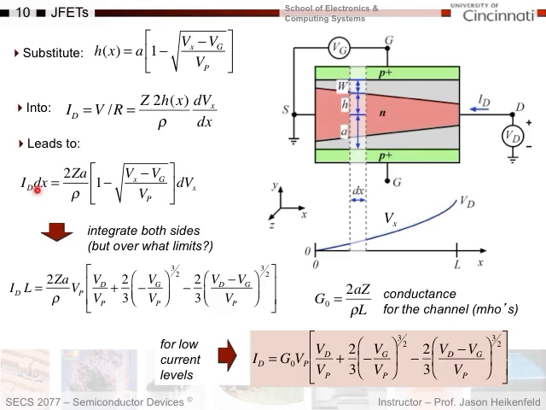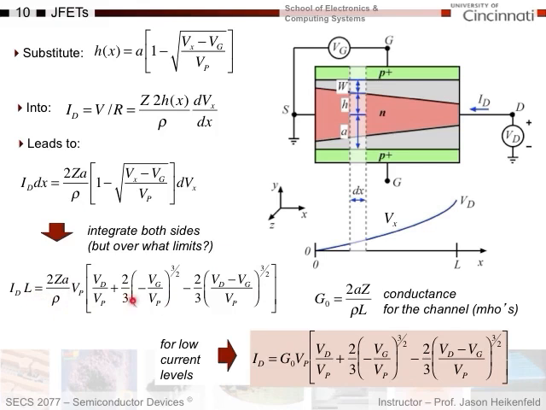My distance dx obviously is going to go from this side, which is 0, to L on this side. So I'll integrate on this side from 0 to L. And on this side, my voltage goes from 0 to VD, right? And so I'll integrate this side from 0 to VD. If I do that, I won't force you to go through the integration. You'll get this following solution for the drain current times, I_D times L.